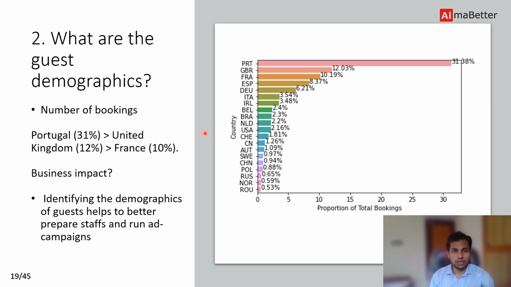Now let's take a look at the guest demographics. Our analysis shows that the majority of bookings come from Portugal, accounting for 31% of the total bookings. The United Kingdom and France follow closely with 12% and 10% respectively. This information is important for the management to better prepare their staff and run targeted ad campaigns to attract these customers. By understanding the demographics of our guests, we can create a more personalized experience for them, which can ultimately lead to a positive business impact.